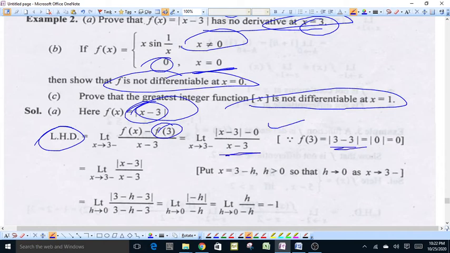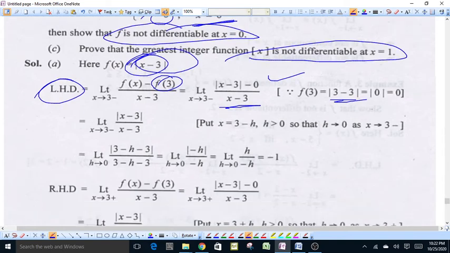This is 0 upon x − 3. For the left limit, we put x = 3 − h, where h is a positive small number, and as x goes to 3 from the left, h goes to 0. This will be equal to the limit as x goes to 3 from the left of |x − 3|/(x − 3). We put x = 3 − h and we get this limit equal to, as h goes to 0, |−h|/(−h). This comes out to be −1.